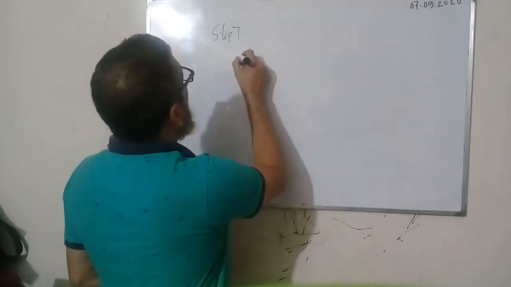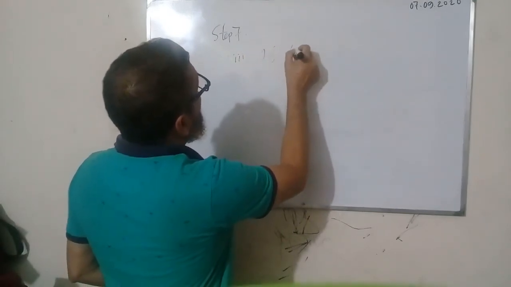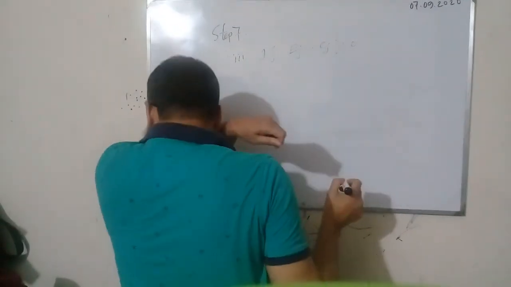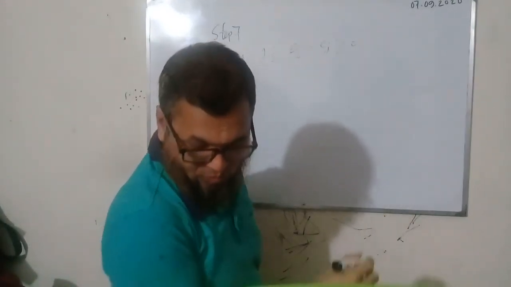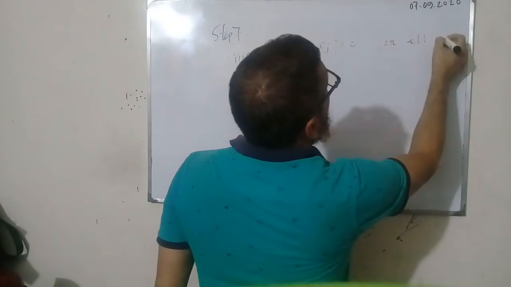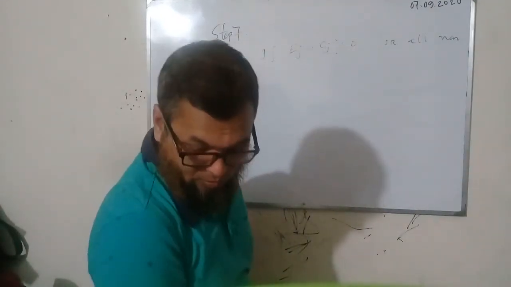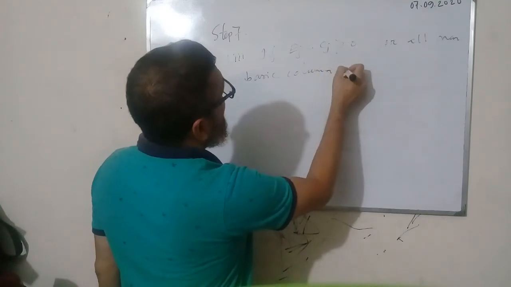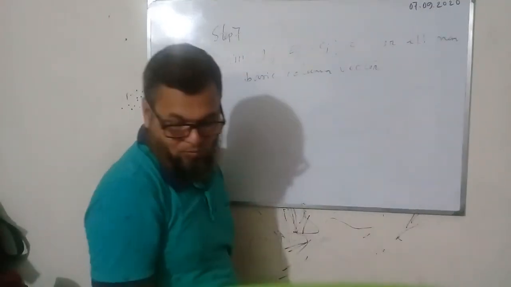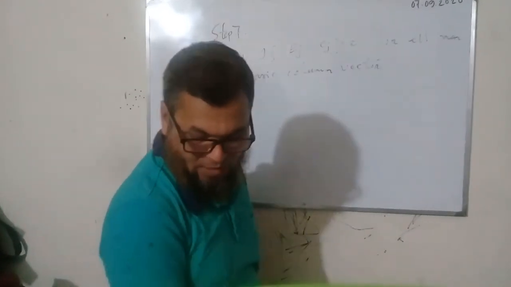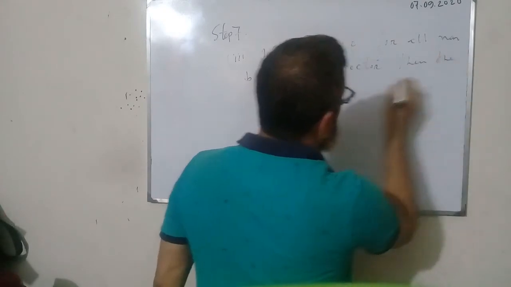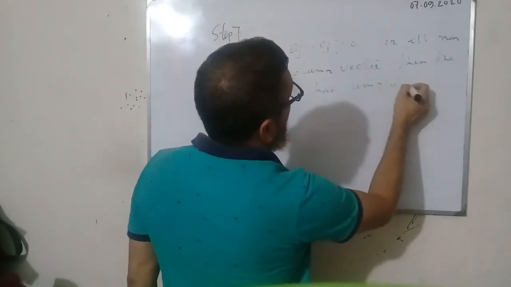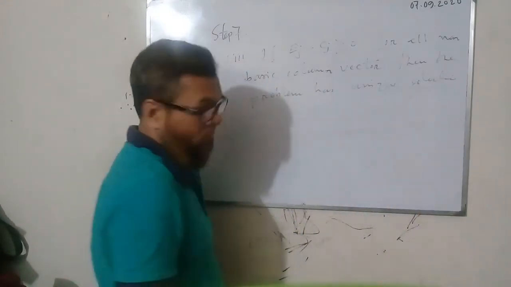Number 3. If Zj minus Cj is greater than 0 for all non-basic column vectors, then the problem has a unique solution.